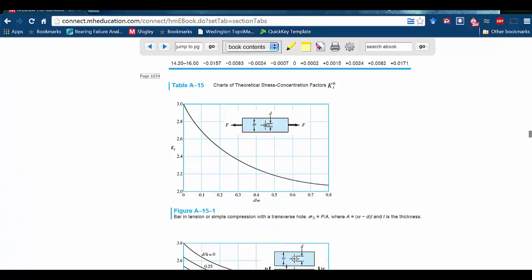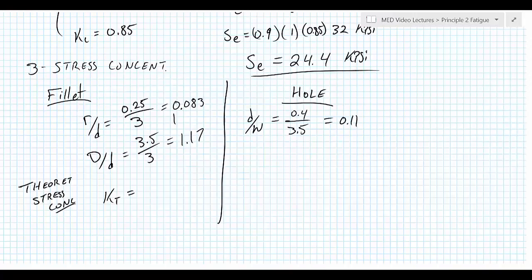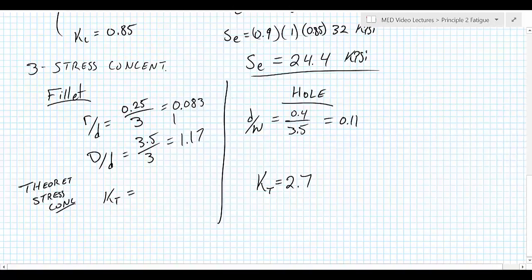So for the hole, we can start off with a D over W, and that value of D over W was 0.11, so we're pretty close to here. So at 0.11, very close to 0.1, we can find our theoretical stress concentration. If we follow the 0.1 line up, we find it's pretty close to 2.7. So we'll use that as our theoretical stress concentration for the hole. KT equals 2.7.